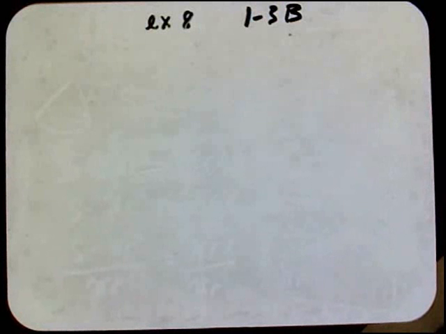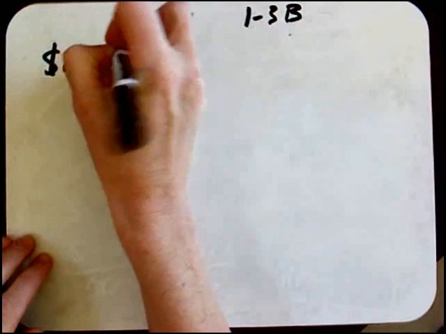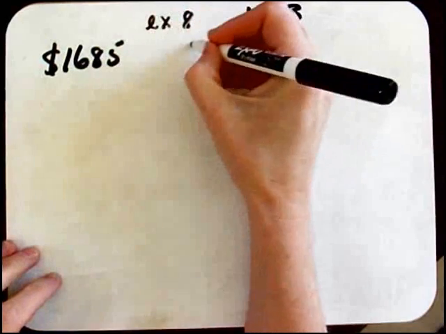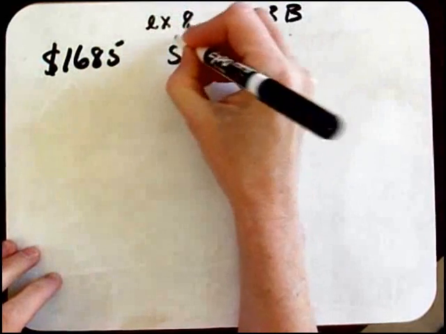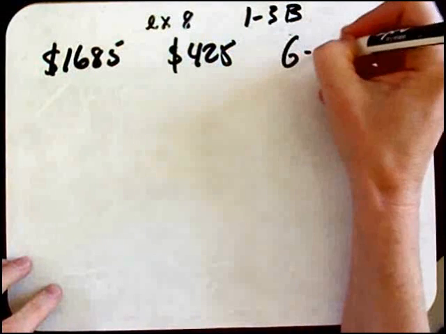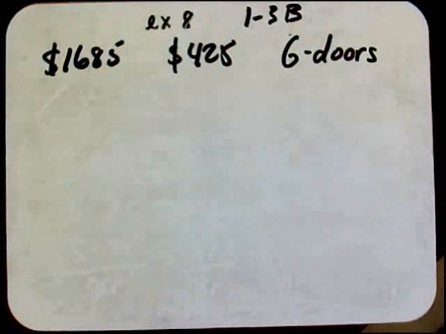So we have here, home improvement. Josh and Pam have bought an older home that needs some repair. After budgeting a total of $1,685 for home improvements, they started by spending $425 on small improvements. They would like to replace 6 interior doors. So 6 doors they want to replace. What is the maximum amount they can afford to spend on each door?